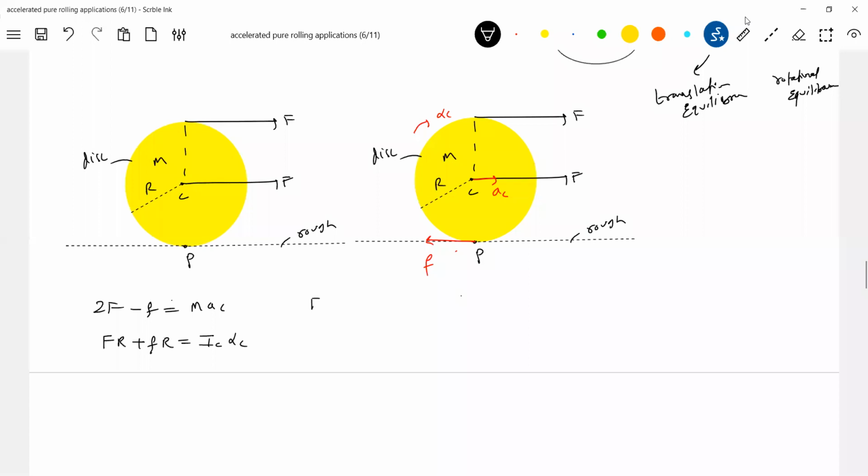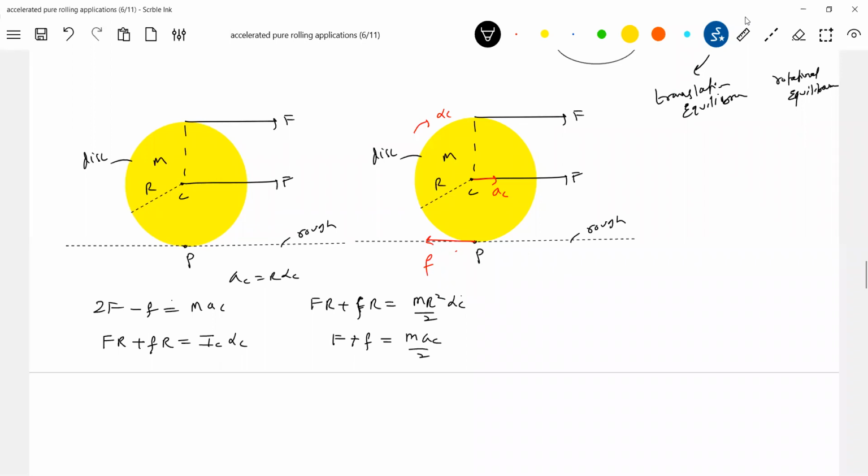Or this will be further FR plus small fr equals mr square by 2 into alpha C, so F plus small f is equal to mr alpha C, since r alpha C equals the acceleration for pure rolling. We are discussing everything as pure rolling. If it is not pure rolling, I'll mention it. Substituting this, we'll get this much.